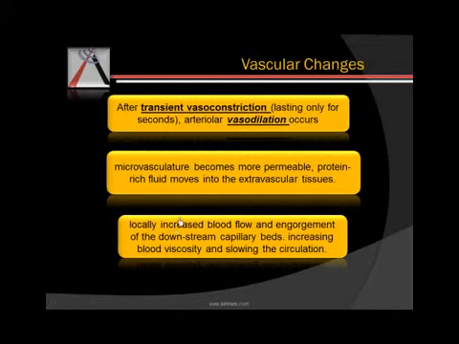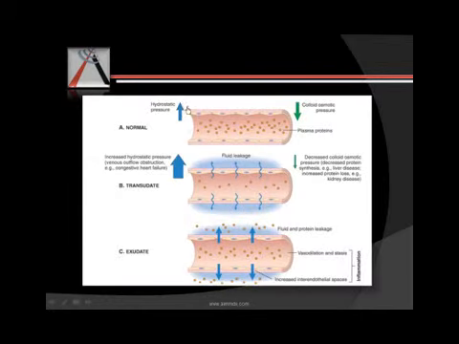We have already seen that after a transient vasoconstriction that lasts only for a few seconds, arterial vasodilatation occurs. Because of the vasodilatation, the microvessels become more permeable and protein-rich fluid moves out into the extravascular tissue. Because of the movement of the fluid outside the vascular tissue, there is an increase in the blood viscosity and slowing of the circulation. So in this diagram, what we see is the formation of transudate and exudate. Exudate is typical of inflammation.